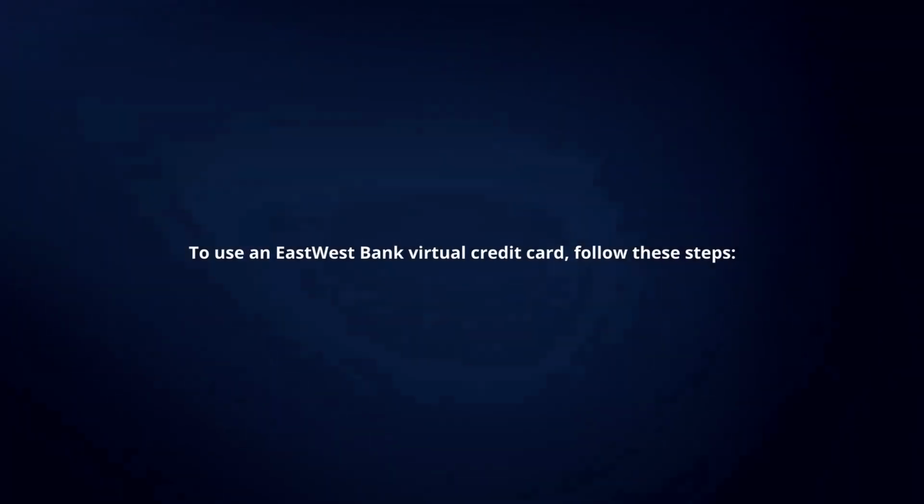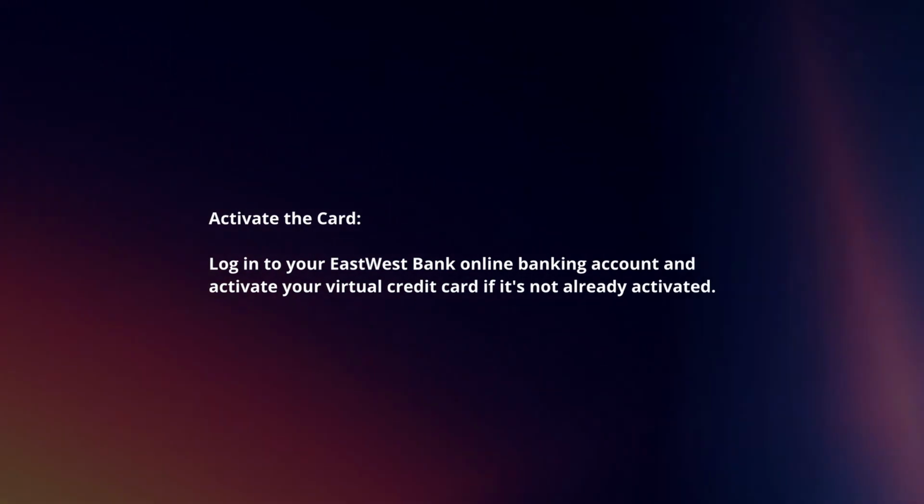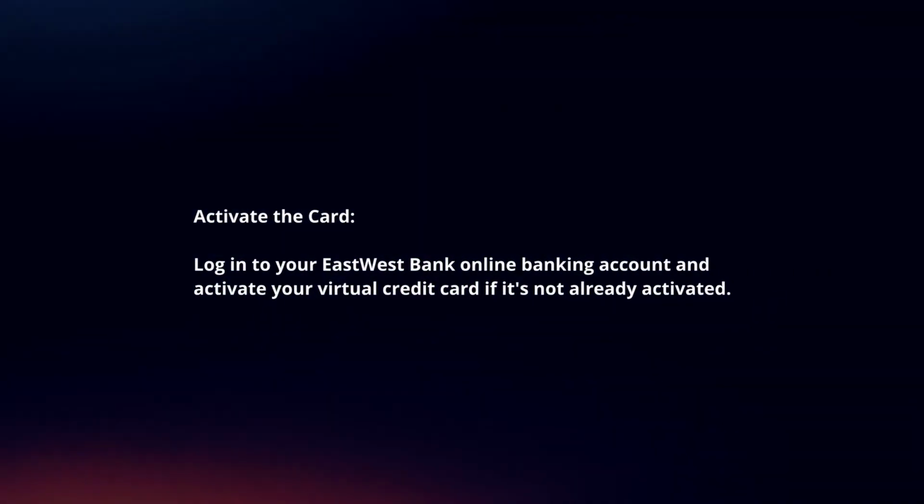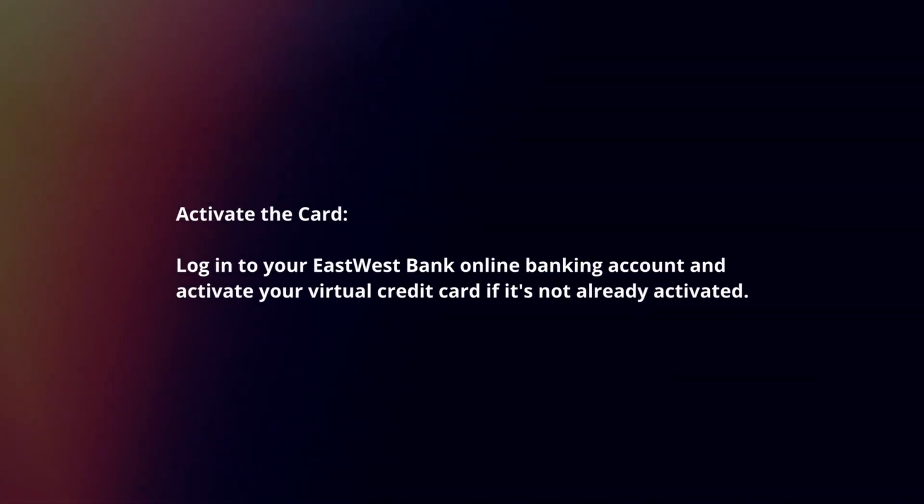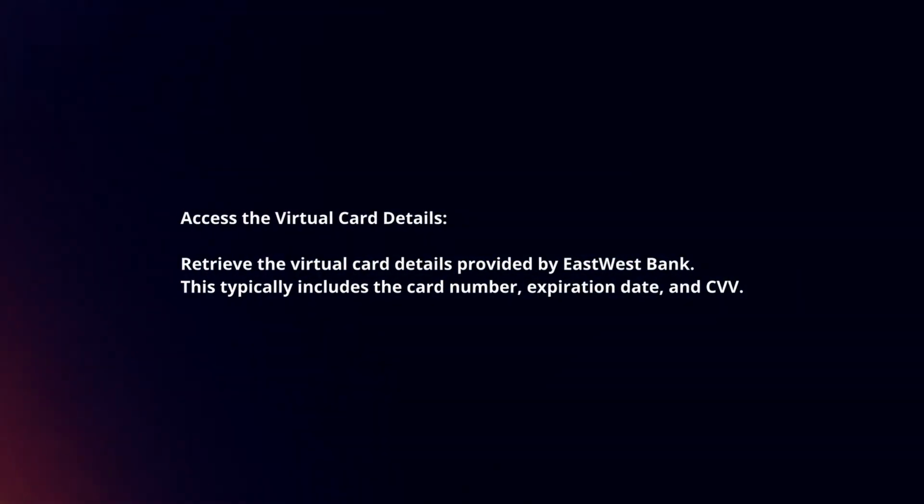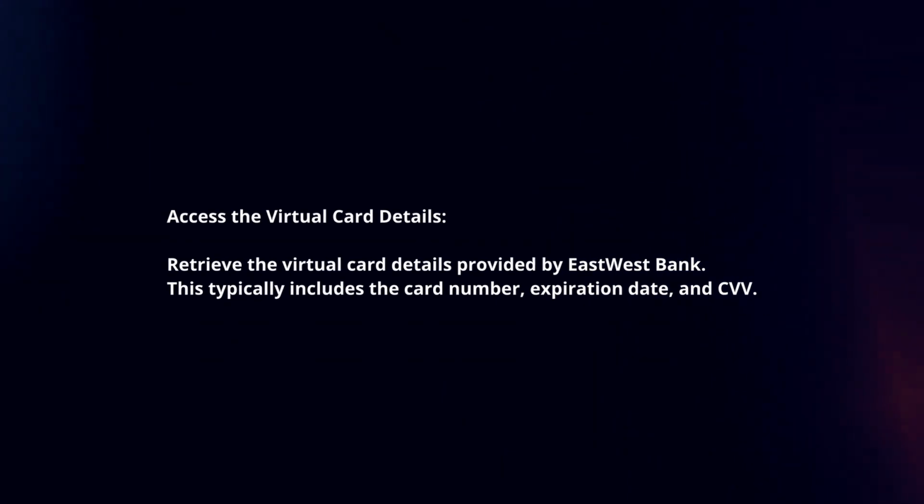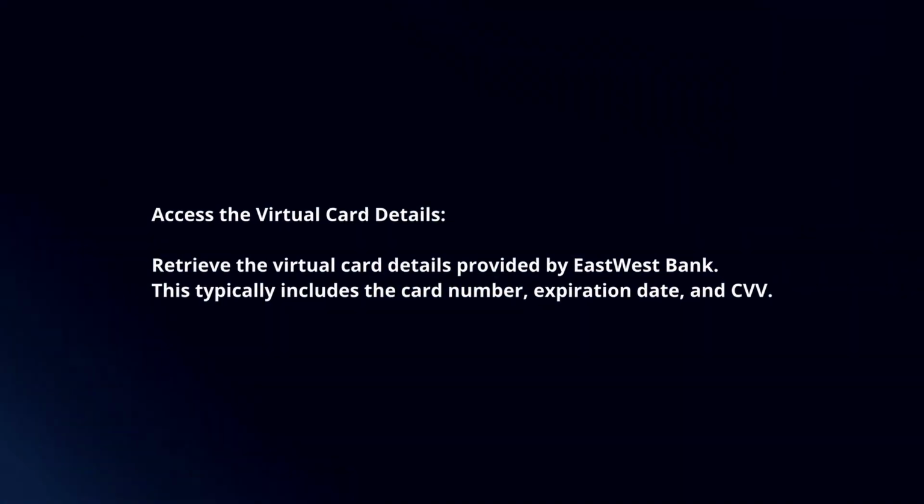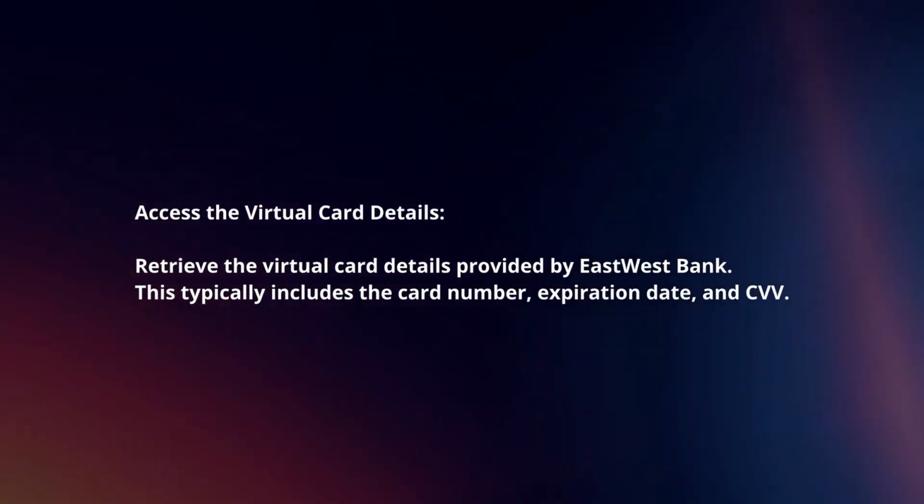To use an Eastwest Bank virtual credit card, follow these steps. Activate the card. Log into your Eastwest Bank online banking account and activate your virtual credit card if it's not already activated. Access the virtual card details. Retrieve the virtual card details provided by Eastwest Bank. This typically includes the card number, expiration date, and CVV.